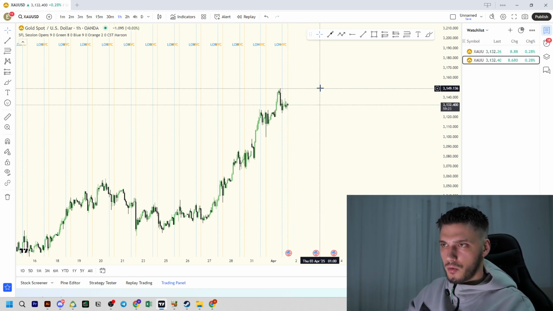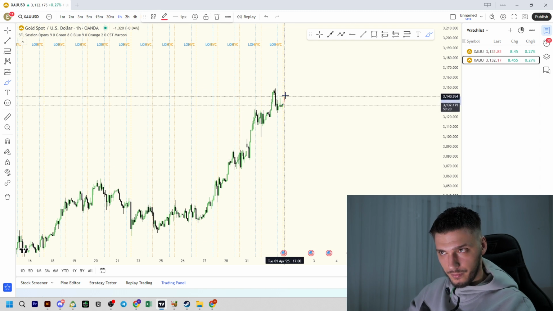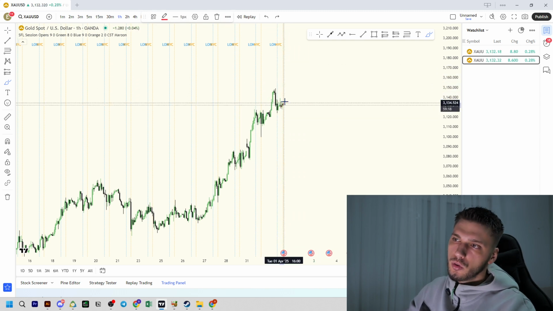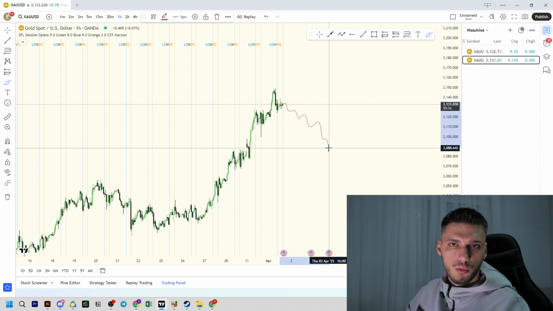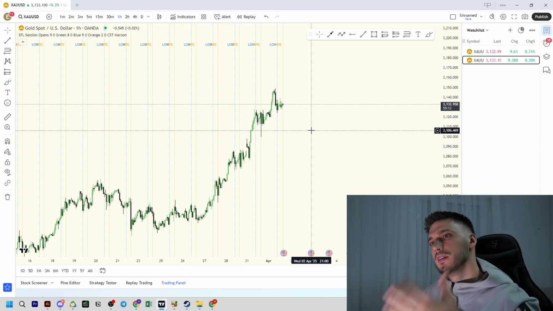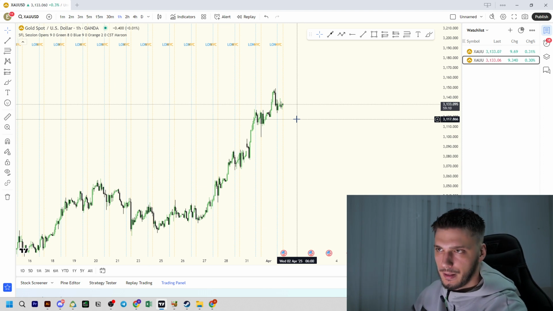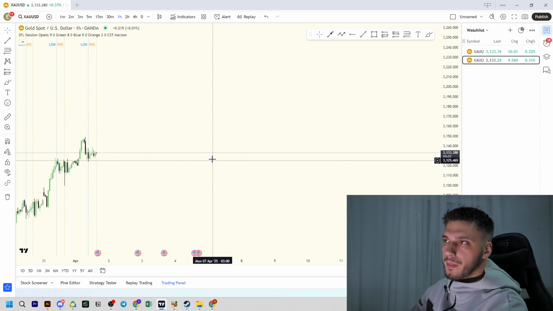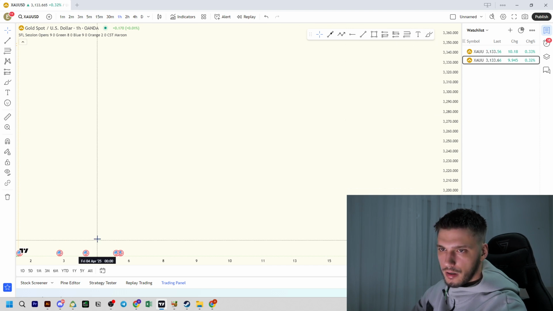Let's say this is what the market is doing. Should I buy at this point or should I sell? These are the only two things you need to master. And that's how we're going to get deeper and deeper into this mentorship. Now, I'm going to draw an uptrend here.